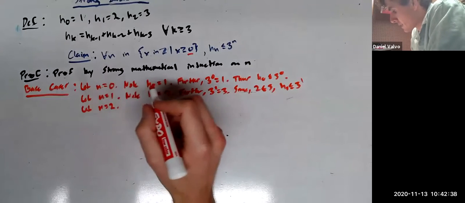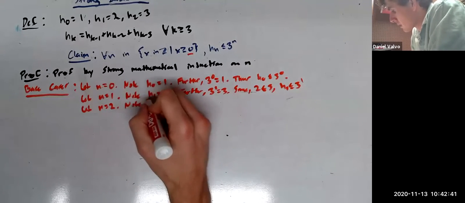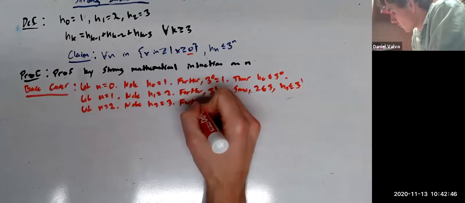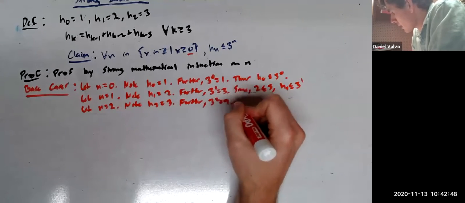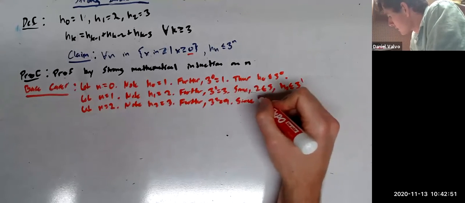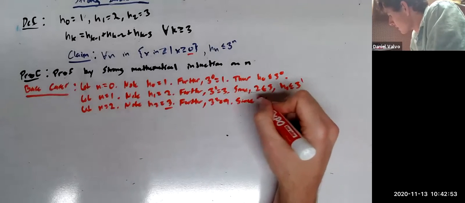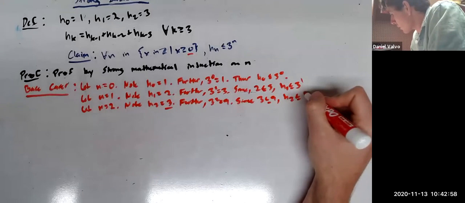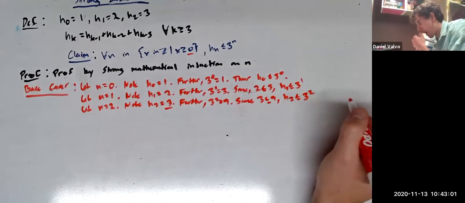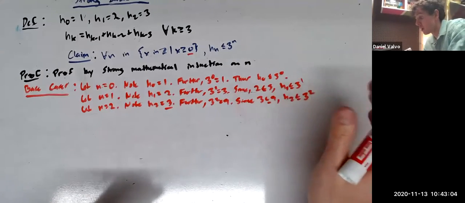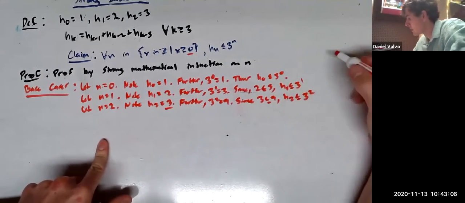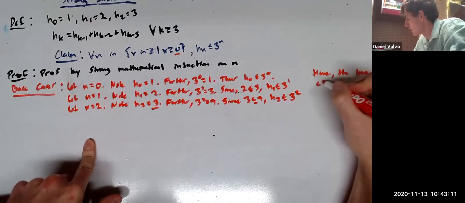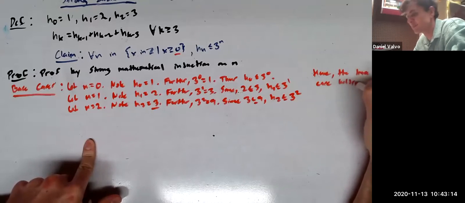Then we can do the same thing for the last case, n equals 2. Note, h of 2 equals 3 by definition. Further, 3 squared equals 9. Since h of 2, which is 3, is less than 3 squared, which equals 9, h of 2 is less than or equal to 3 squared. So we just proved that the claim is true for all these base cases. So I'll say hence the base case holds.